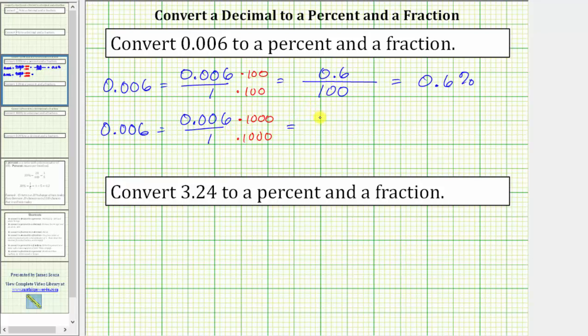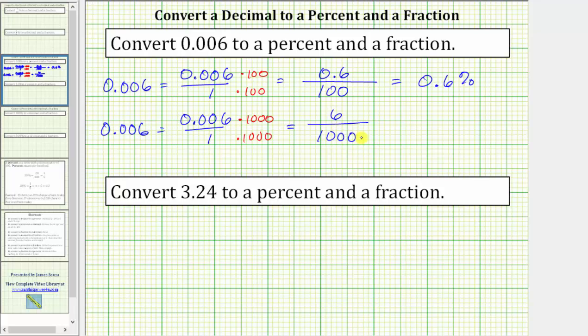0.006 times 1,000 is equal to 6. To multiply by 1,000, we move the decimal 3 places to the right, giving us 6. And 1 times 1,000 equals 1,000. Also notice how we could also determine this fraction by knowing place values. Notice how we read this decimal as 6 thousandths.